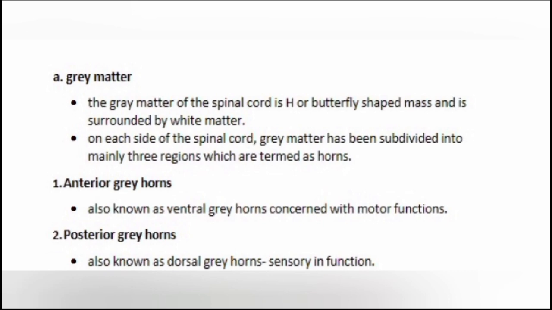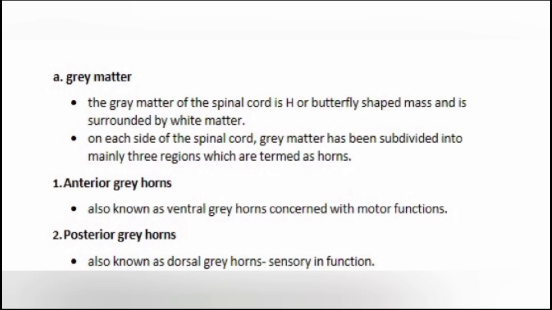This is also known as dorsal grey matter because it is just the backside, right? Backside we always say as dorsal. And it sends the impulse from the sensory function, just sending the impulse from our brain to the stimulated area like hands or legs, etc.